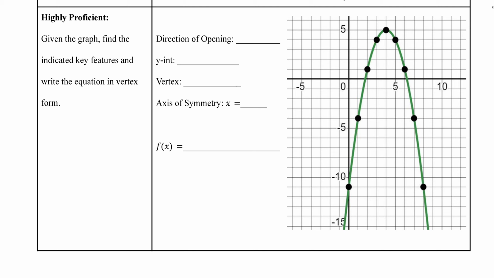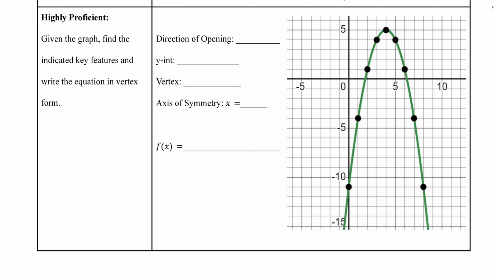Hello, welcome. This video is about how to graph from vertex form. Typically, you'd be given an equation in vertex form and then graph it. In this case, we've got a graph, and we have to write the equation in vertex form. And so we're going to work backwards from that.